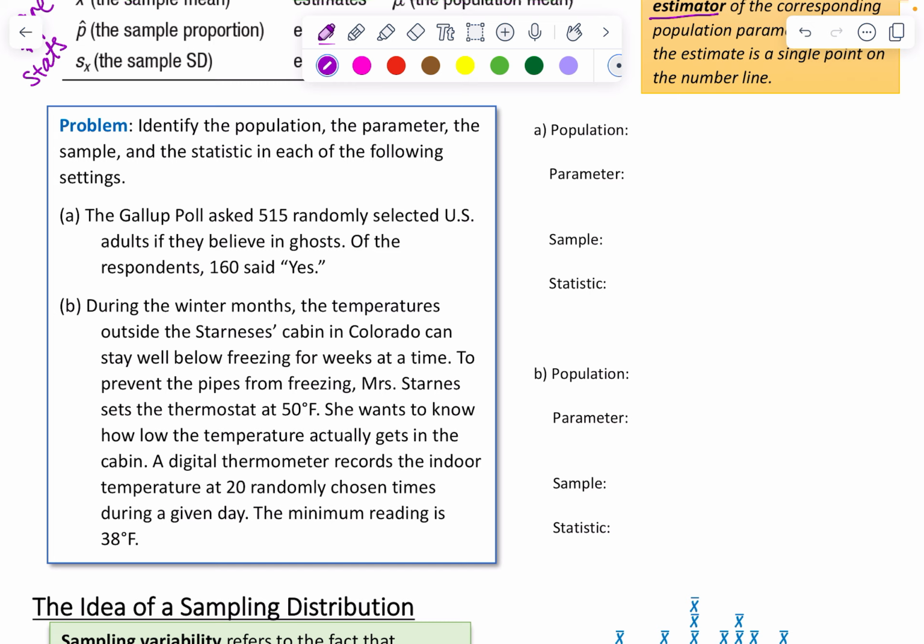So part A, the Gallup poll asked 515 randomly selected U.S. adults if they believe in ghosts. Of the respondents, 160 said yes. Okay, so it's a lot easier to start with the sample. My sample is going to be the 515 randomly selected adults. To get the population from this, literally just change the number to the word all. So the population would be all U.S. adults.